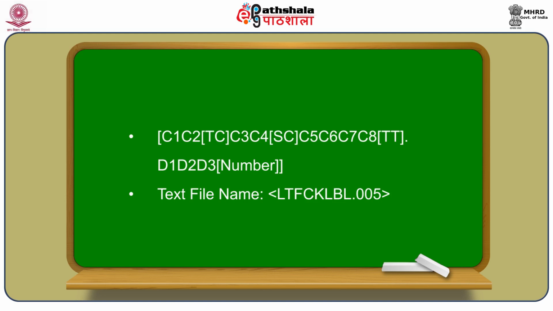This file name in total contains 12 characters. The first two characters, LT, stand for the abbreviated code of the text category literature. The next two characters, FC, constitute the subject category, subcategory rather, fiction.